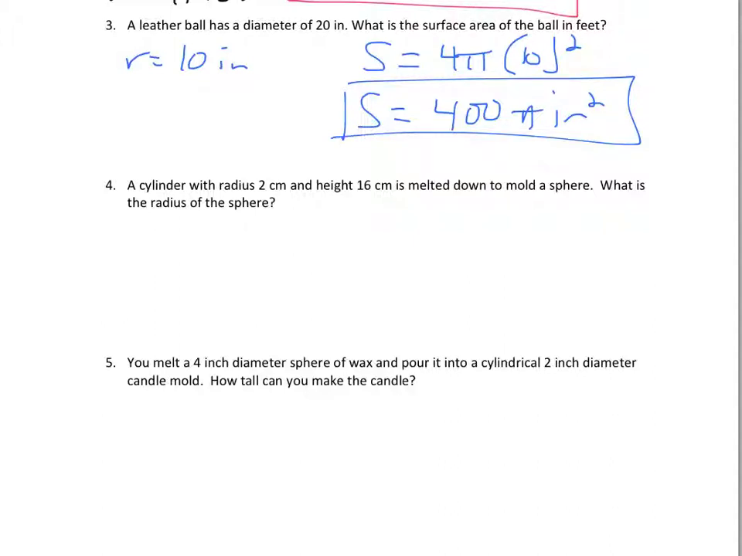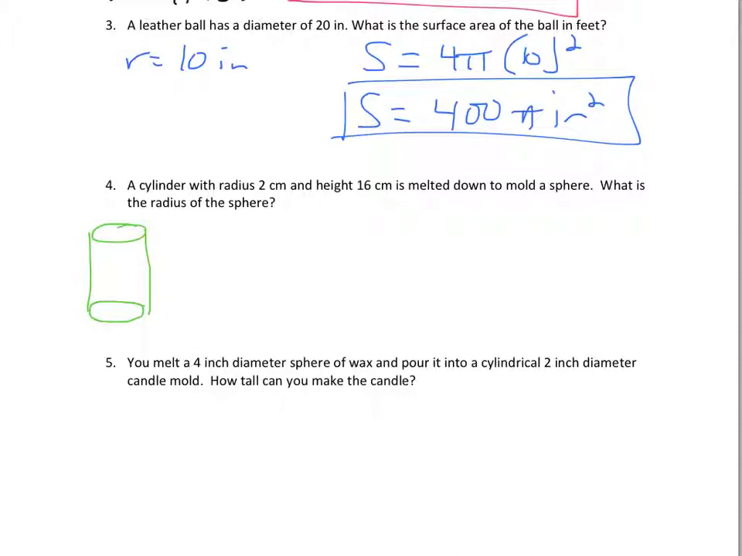Leave pi in your answer, always. And number 4. All right, so we have a cylinder with radius 2 centimeters and height 16 centimeters that is melted down to mold a sphere. What's the radius of the sphere? So in this situation, we've got a cylinder, and we've got to use previous knowledge here.